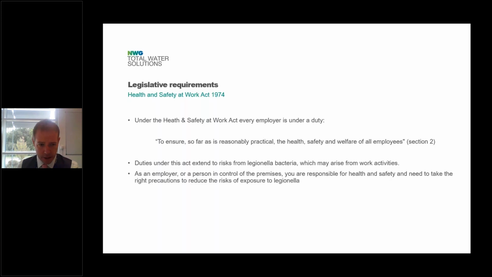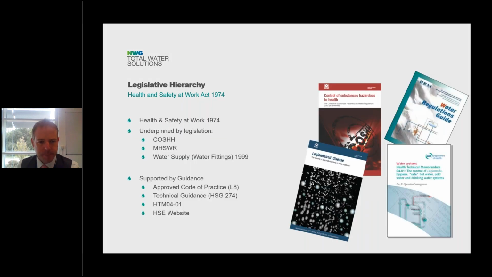The primary law for all this legislation is the Health and Safety at Work Act 1974. Under the Act, every employer is under a duty to ensure, so far as is reasonably practicable, the health, safety and welfare of all employees. That's section 2. Duties under this Act extend to risk from Legionella bacteria which may arise from work activities. As an employer or a person in control of the premises, you are responsible for health and safety and need to take the right precautions to reduce the risks of exposure to Legionella. So the take-home message is that the primary law is the Health and Safety at Work Act 1974, which all the legislation comes from.